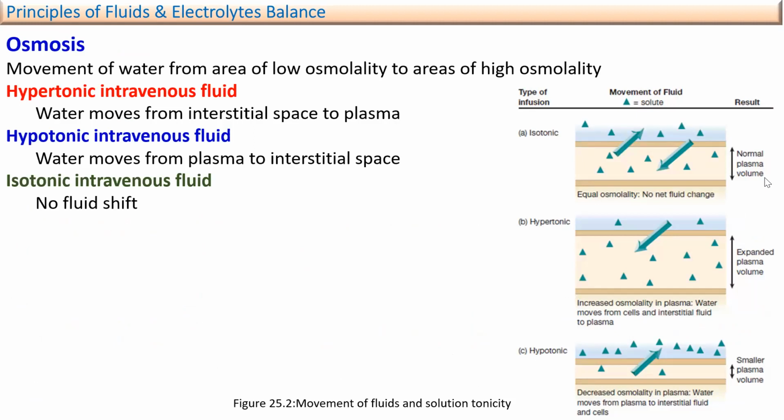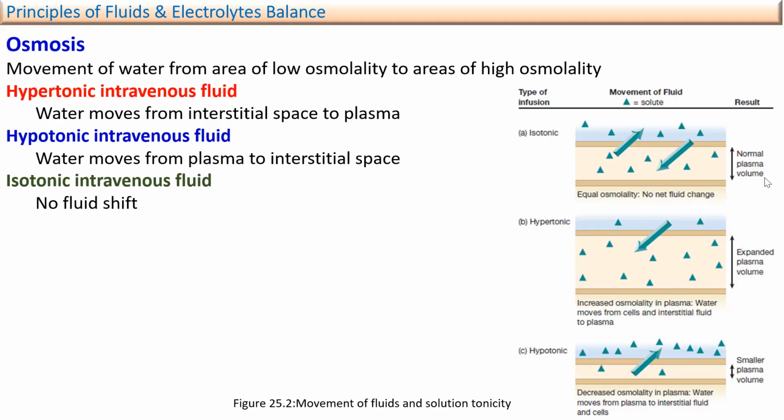Osmosis, again, is the movement of water from an area of low concentration to an area of high concentration, or osmolality. With hypertonic intravenous fluid, water moves from the interstitial space to the plasma. We said in the previous slide that the fluid is going to move from the cells to the plasma, but actually it is going to be moved from the interstitial space, which is the same concept: the flow is going to be pulled into the plasma or vascular volume, from the cells and interstitial space.